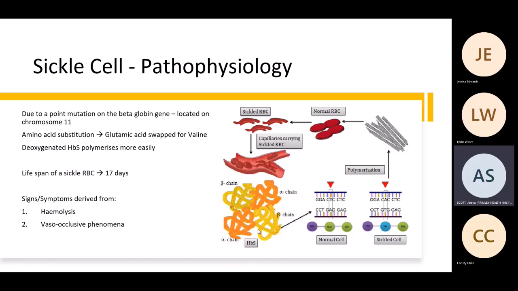It makes the cell a lot stickier, and when it's in its sickled shape, it can't really flow past the other red blood cells. So that leads to this vaso-occlusive phenomena, which means the sickle cells clump together, and also hemolysis. The red blood cell lifespan goes down from 120 days for a normal red blood cell to just 17 days. So it's a massive difference. All the symptoms of sickle cell arise from either the vaso-occlusive phenomena or the hemolysis.